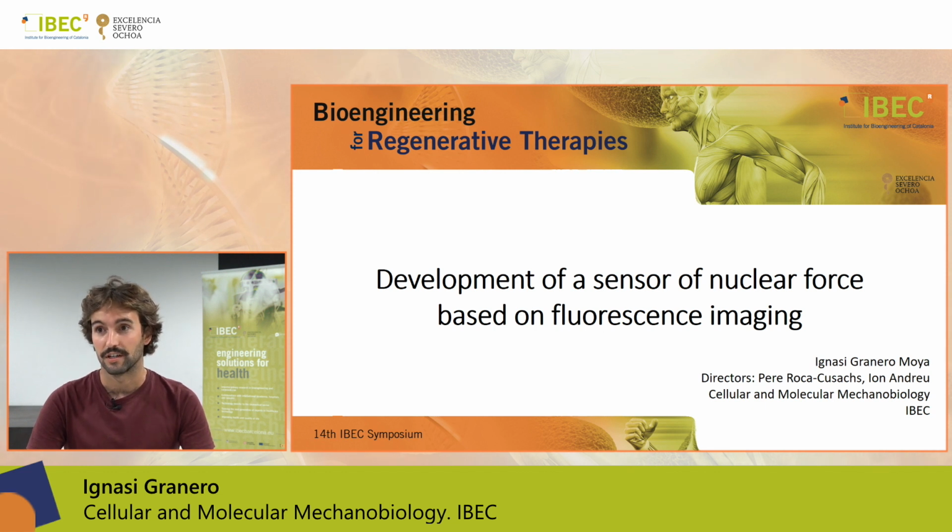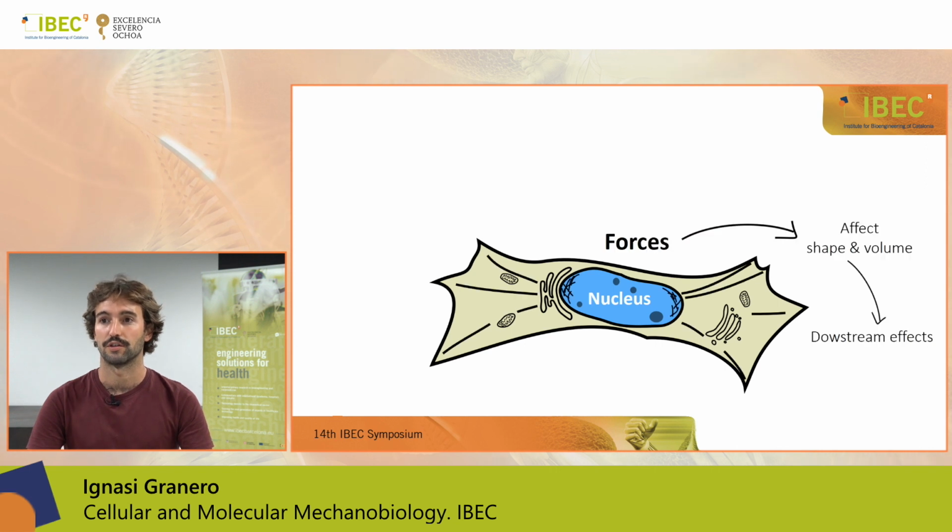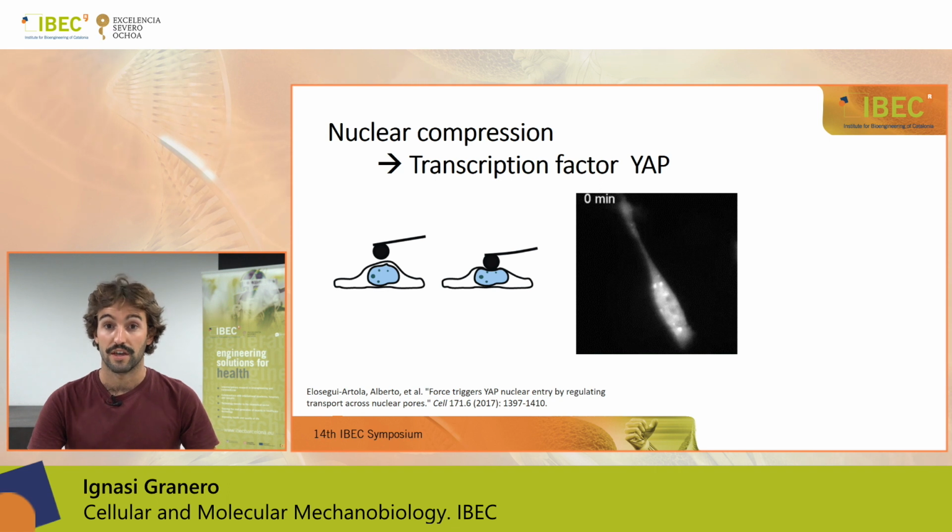So we'll start with the nuclear force part. As you know, the eukaryotic cell has the nucleus, which is an organelle that holds the DNA, and this nucleus is under forces. These forces can affect shape and volume, and can also have some downstream effects. For example, if we compress the nucleus with an AFM tip, we have already shown in the group that the transcription factor YAP translocates to the nucleus, which can have downstream effects such as transcription level alteration.